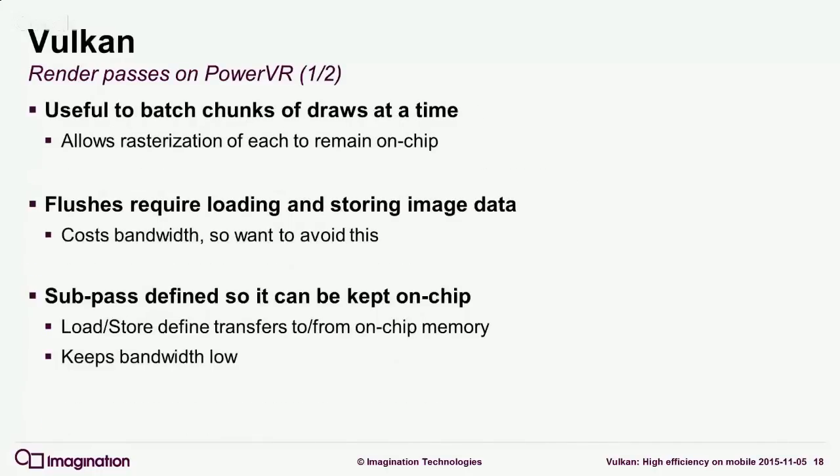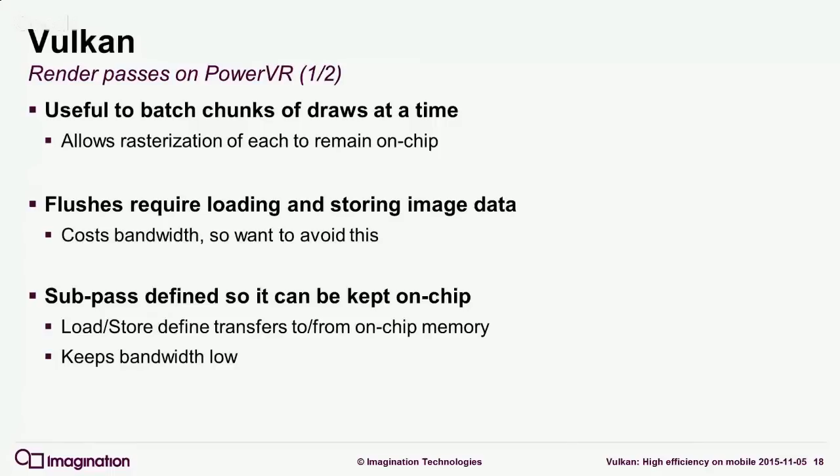So how does that map to our hardware? Why the heck is this useful? So as I mentioned, this is useful just to batch chunks of draws at a time, because if we have the opportunity to batch these draws together with a guarantee that there will be no application flushing in the middle of it, then it allows us to keep the rasterization on chip. A flush does require a lot of work for us, so we really want to avoid that. And in particular, the actual act of the flush itself is expensive, but the real problem is the fact that when these happen, if you don't tell us, we don't know what to do with the tile data, which costs bandwidth.